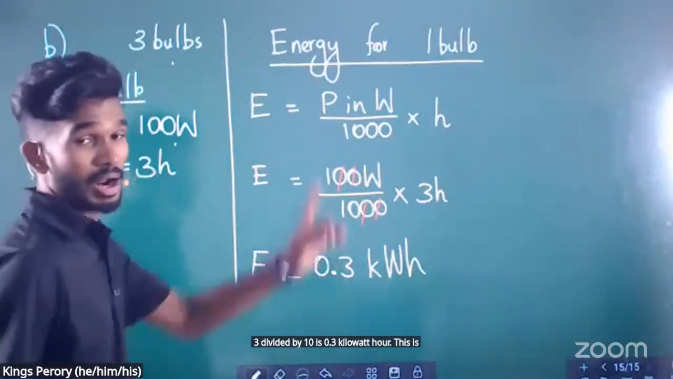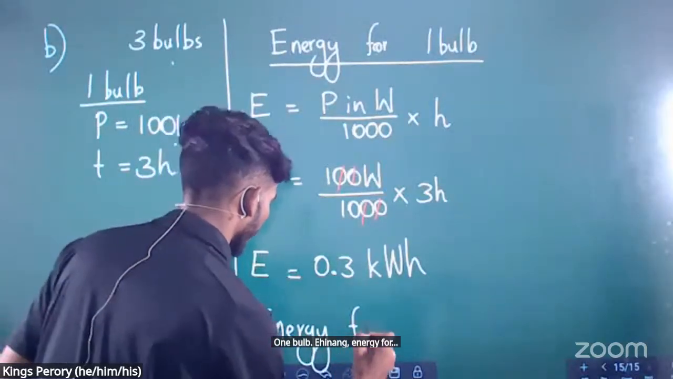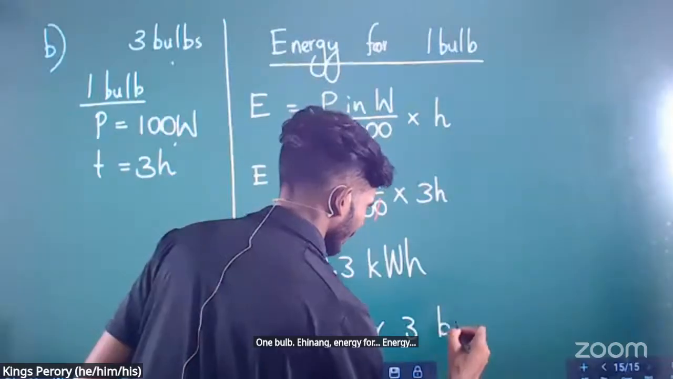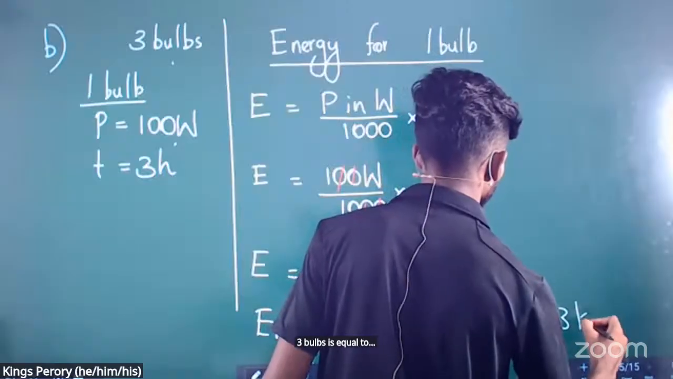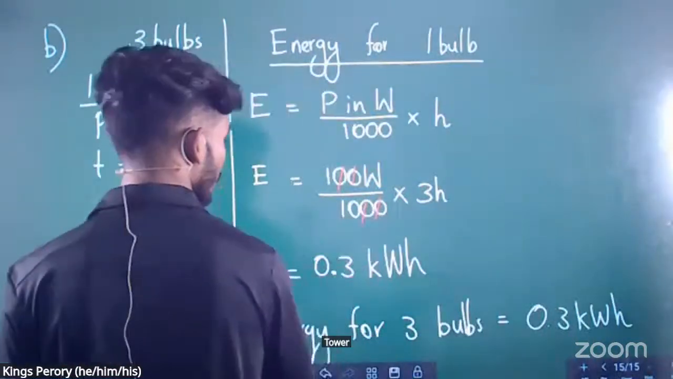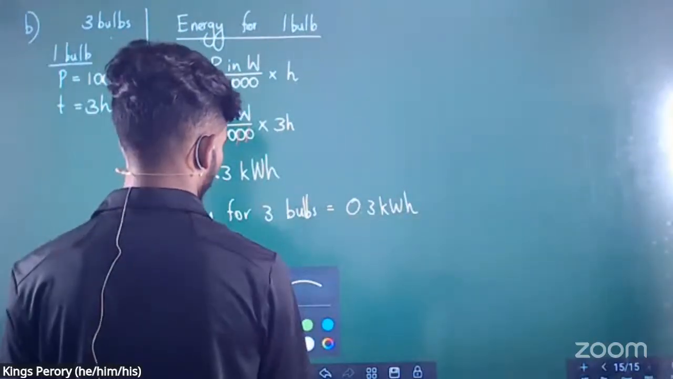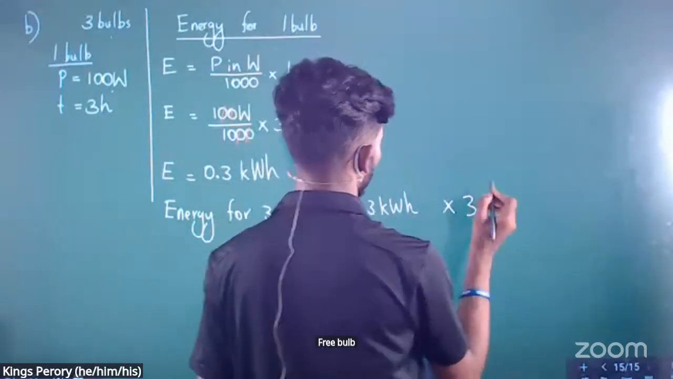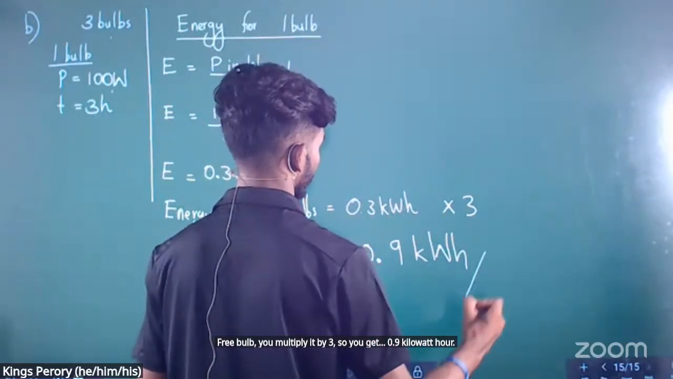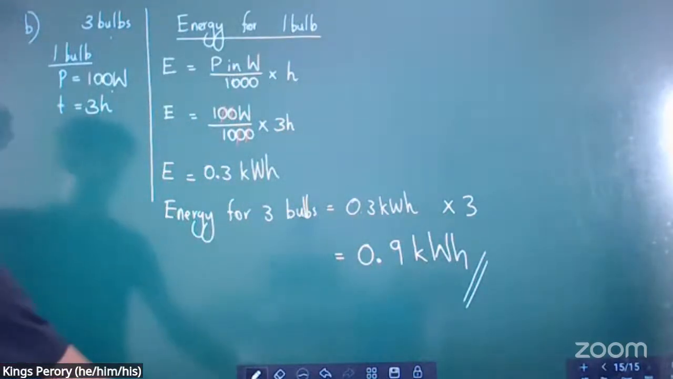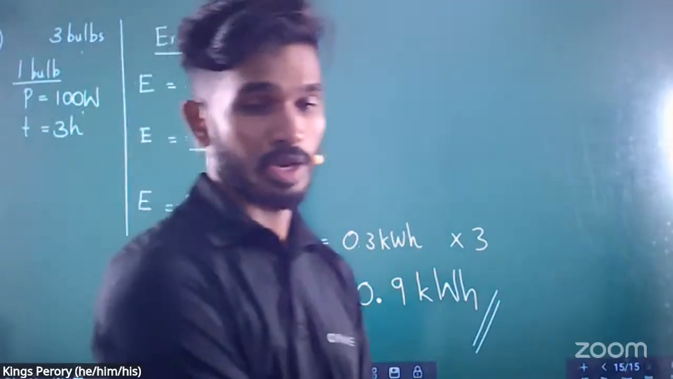This is for how many bulbs? One bulb. Energy for 3 bulbs is equal to the 1 bulb value, 0.3 kilowatt hour, multiplied by 3. So you get 0.9 kilowatt hour. Got it? One bulb is 0.3, then 3 bulbs is 0.9.